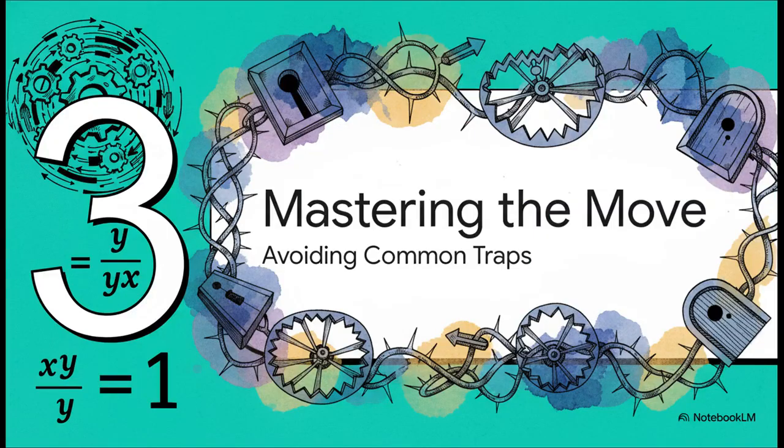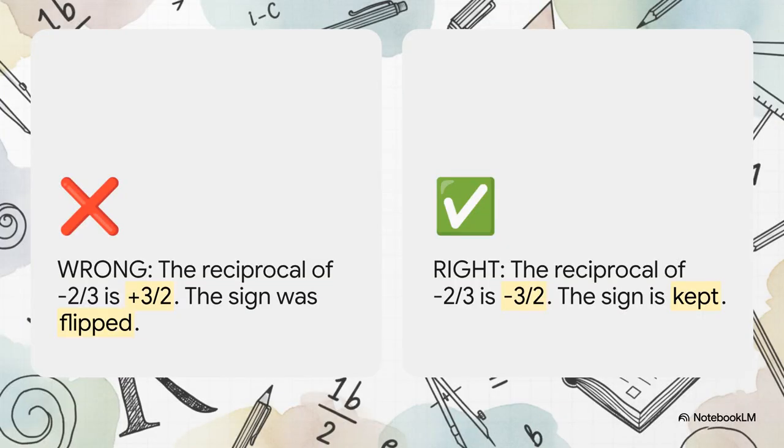Now that you know the move, let's talk about mastering it. Because just like with any cool new technique, there are a couple of common traps you gotta learn to avoid so you can use it perfectly every single time. Okay, pitfall #1. This is by far the most common mistake people make. When you see a negative fraction like -2/3, it's so tempting to flip everything, the numbers and the sign. But nope, that's wrong. Remember golden rule #2? The reciprocal keeps the original sign. The reciprocal of -2/3 is -3/2. The sign does not change.